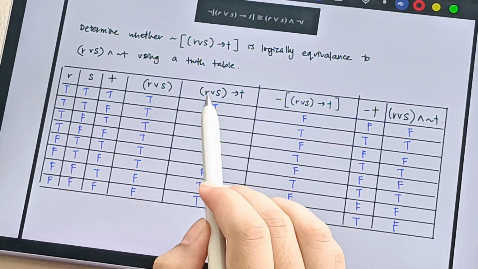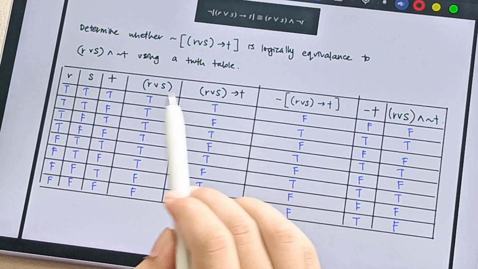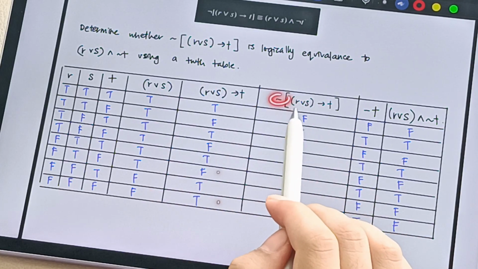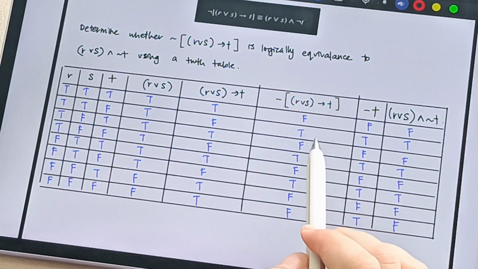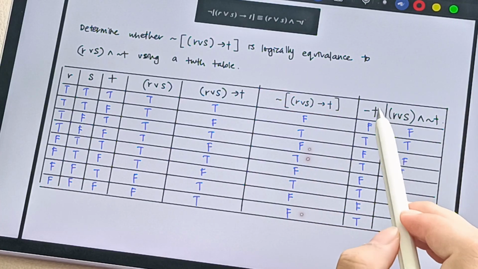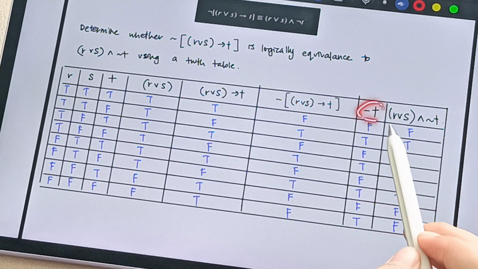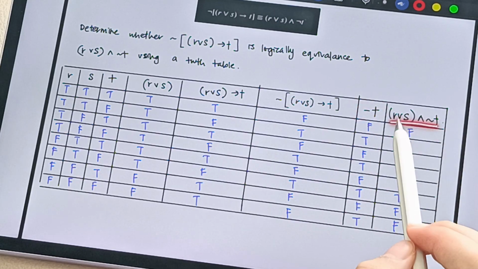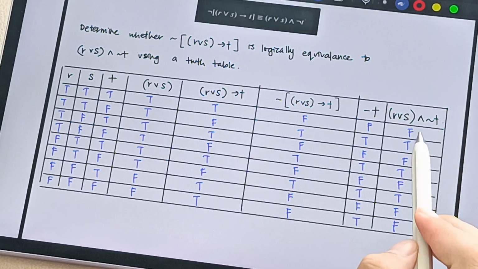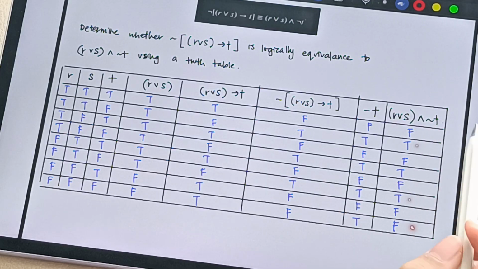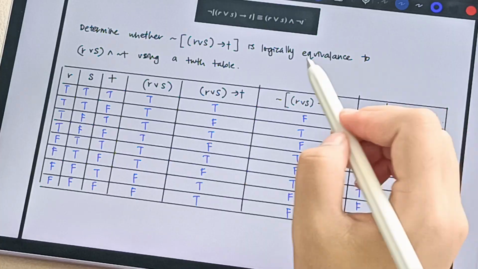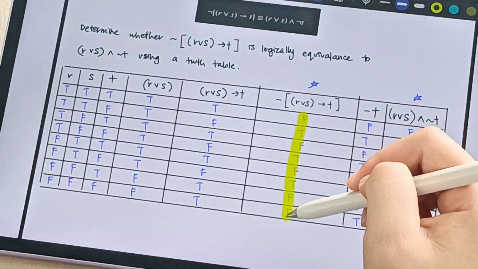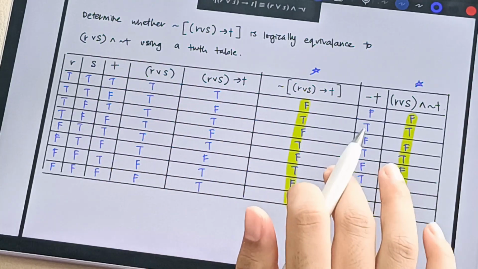For the next one, (R or S) implies T: T, F, T, F, T, F, T, T. For not (R or S) implies T: F, T, F, T, F, T, F, F. And we find not T: F, T, F, T, F, T, F, T. And finally, we find (R or S) and not T: F, T, F, T, F, T, F, F. So, as you can see, this and this are identical, so they are logically equivalent.